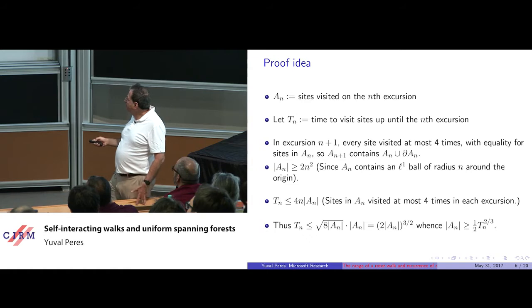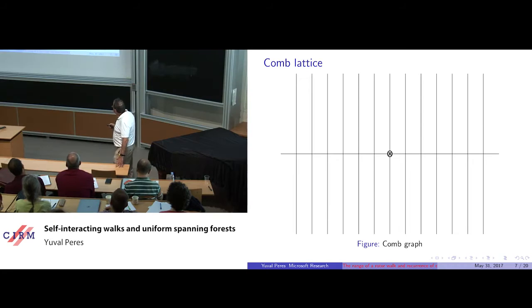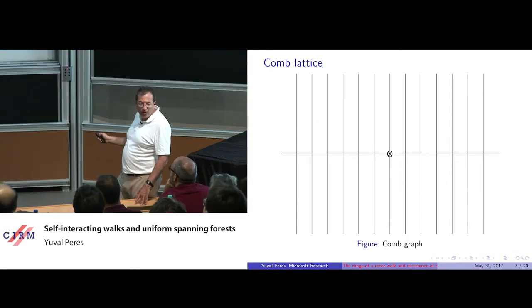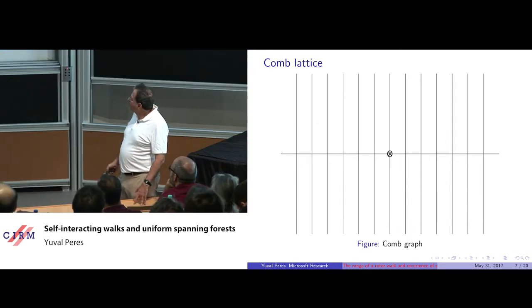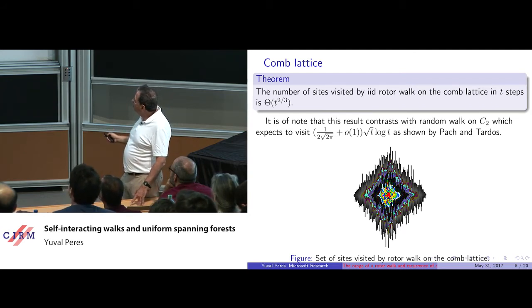So we can't do that. Let me tell you quickly about some other cases that we can analyze. So one example is the comb graph. This is one of my favorite graphs, and I think a few other people's. This is just a subgraph of Z^2 with the one horizontal line and all the vertical lines, but that's it. So in this comb graph, this is how the structure of the visited set looks.